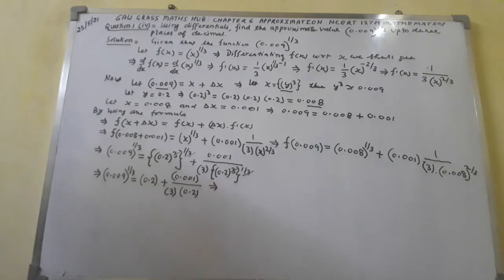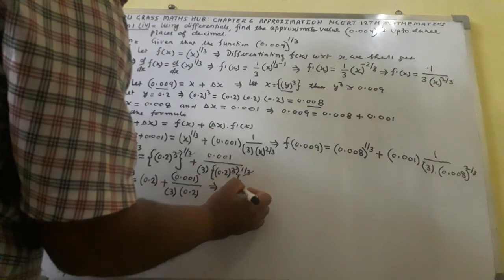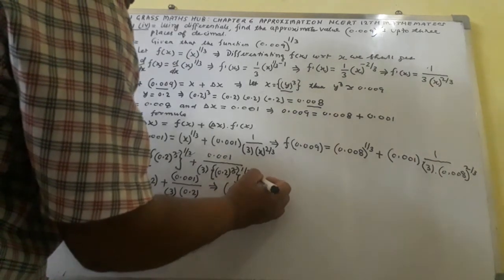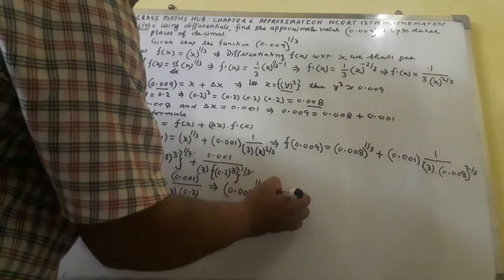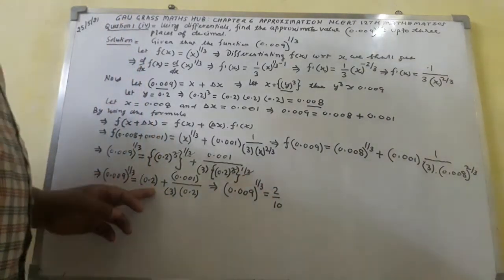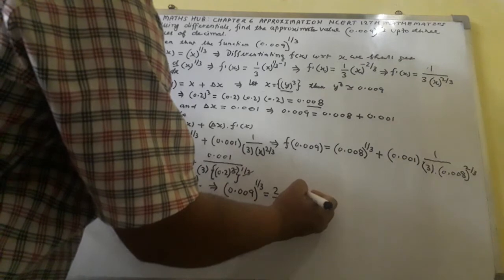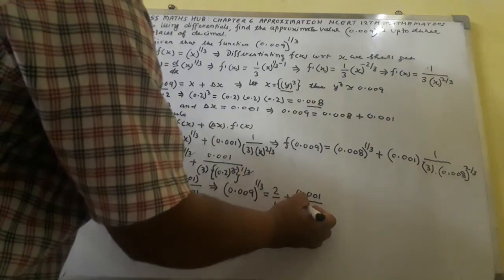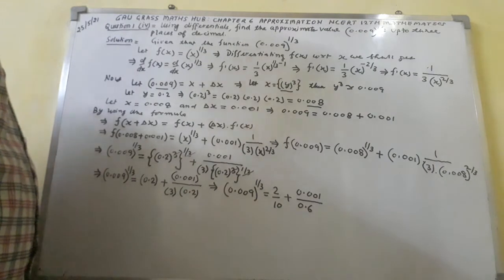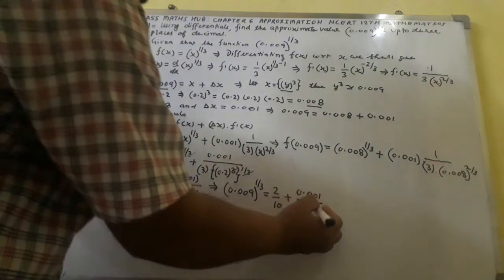Implied that I can write very well. Here again you can write 0.009 raised to the power 1/3 equal to 2/10, 0.2 can be written as 2/10, plus here again you can write 0.001 whole over 0.6. Write here 2 digits more.